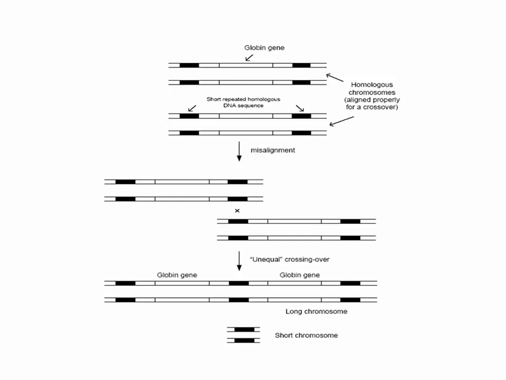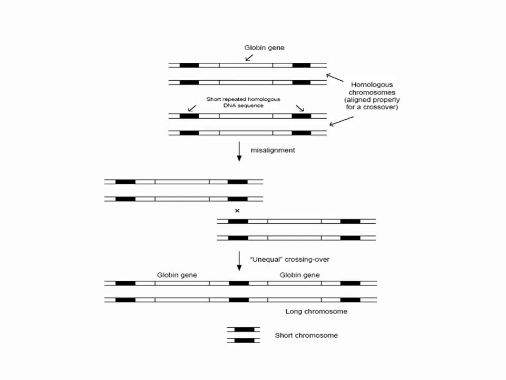Now, it may happen that there's some sequence similarity between this end and that end here, because of which the alignment is like this. This is improper alignment. Now, if there is a crossover, see what happens. One of the chromosomes, the long one, has 2 copies of the globin gene. The other one has nothing. It is the short chromosome.